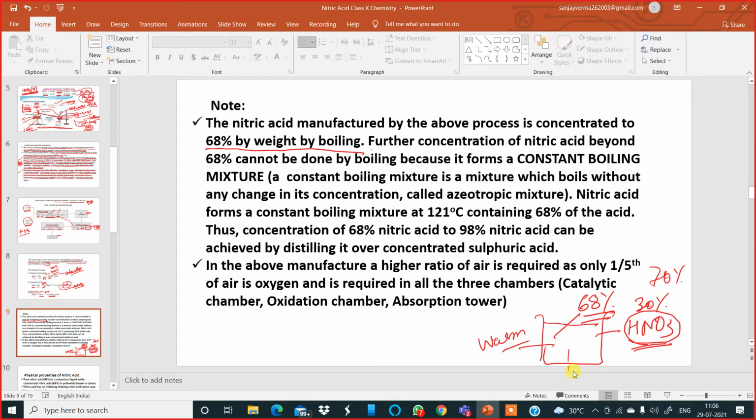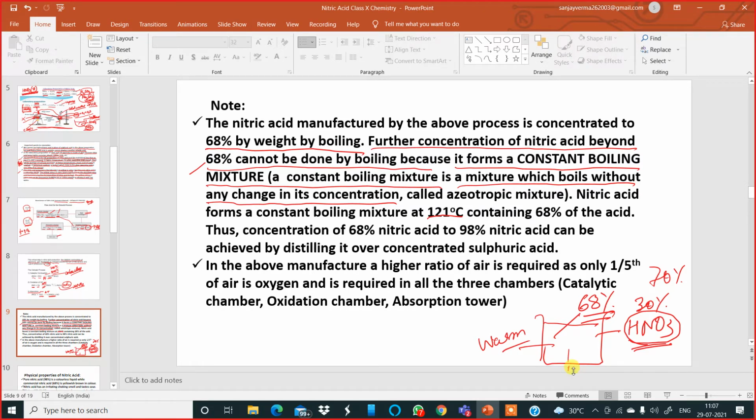Now, further concentration of nitric acid beyond 68% cannot be done by boiling. That is a wonderful thing to remember, because it forms a constant boiling mixture. A constant boiling mixture is a mixture which boils without any change in its concentration. That means if you continue to boil 68% nitric acid, then beyond this 68% and beyond 121 degrees Celsius, both acid and water are lost to the atmosphere because it has become a constant boiling mixture.